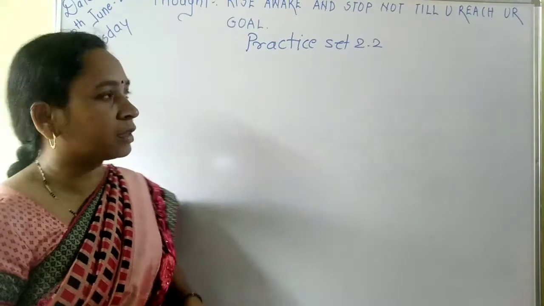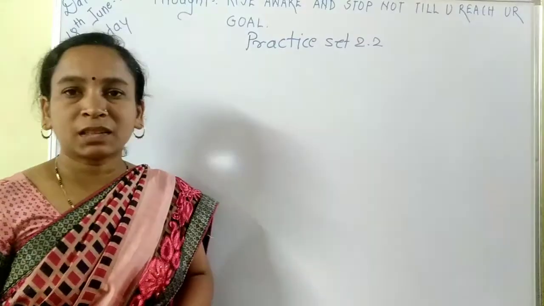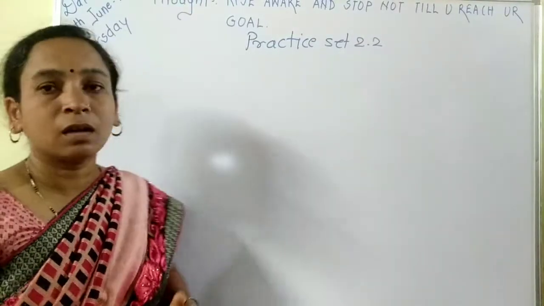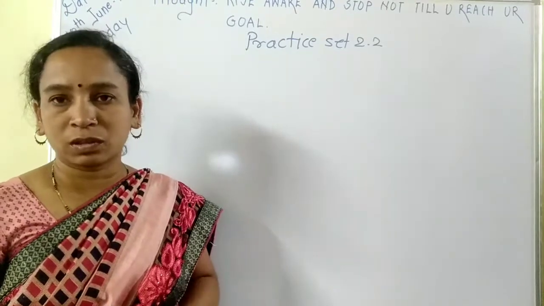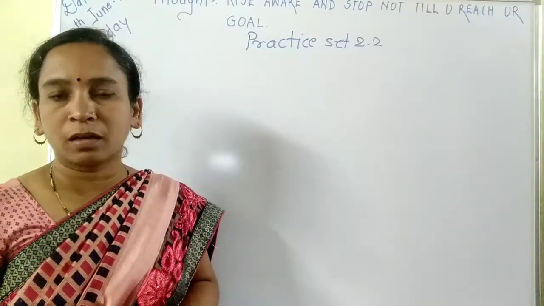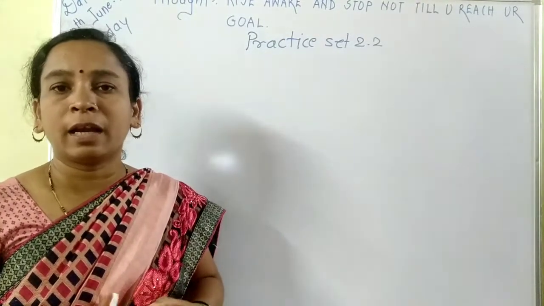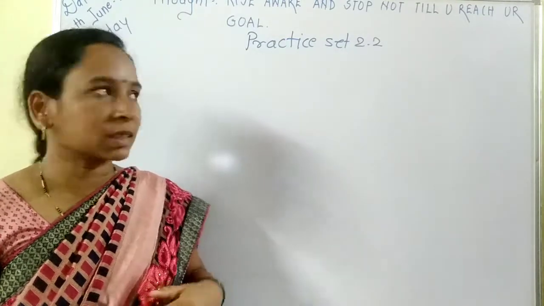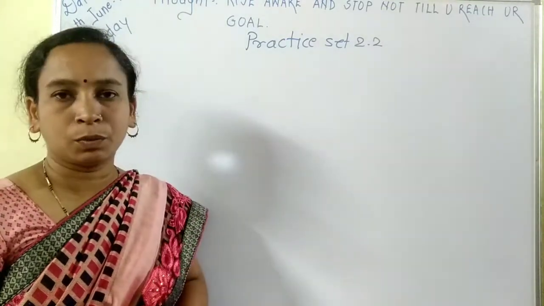We will start practice set 2.2. Practice set 2.2 is based on the applications of the Pythagoras theorem, which covers the acute angle triangle, obtuse angle triangle and Apollonius theorem. So let's study practice set 2.2.